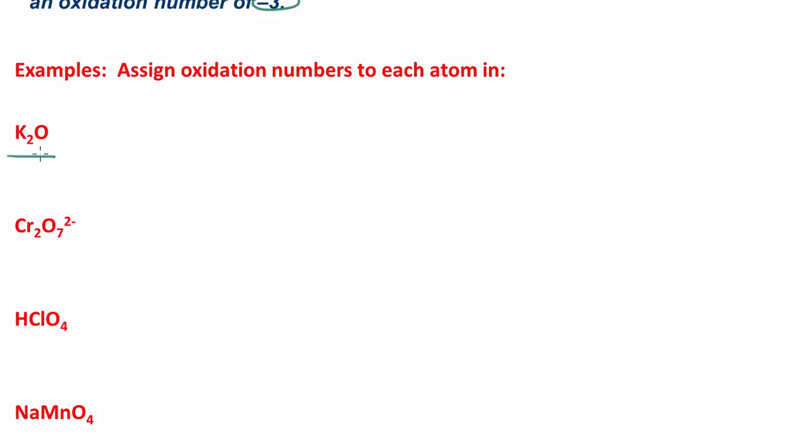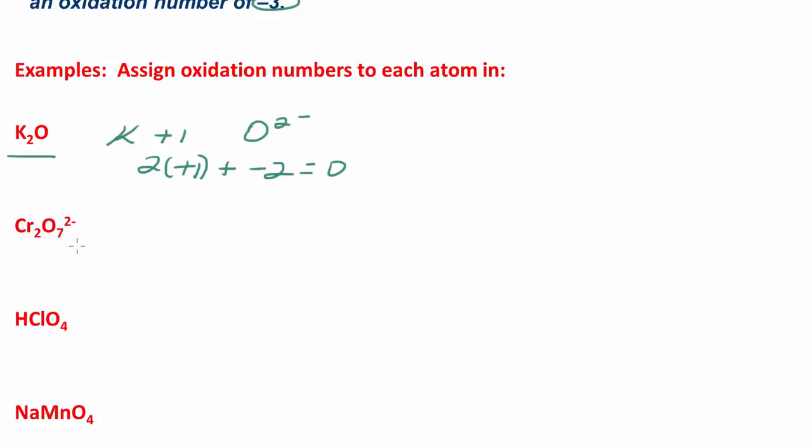So we look at this one. This is potassium oxide. It's ionic. And so we know the potassium has an oxidation number of +1. The oxygen has an oxidation number of -2. Notice that the oxidation numbers add up to 0. This is a neutral compound. So we have 2 potassiums, each with a +1 charge, and -2 from the oxygen. That equals 0.